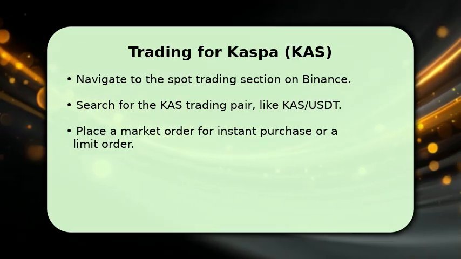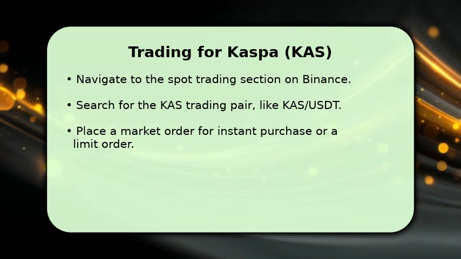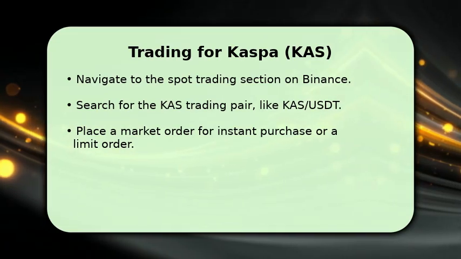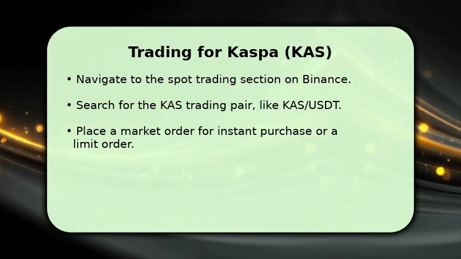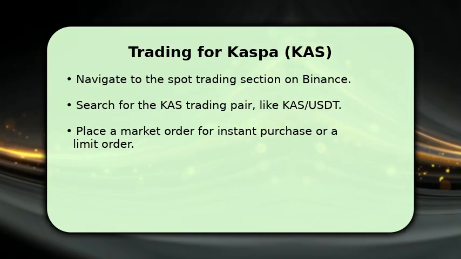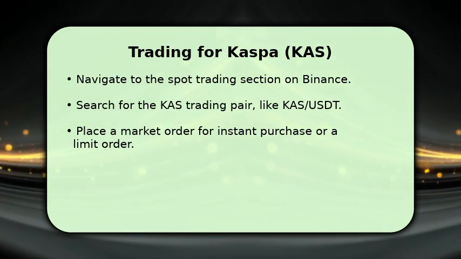Head over to the spot trading section on the Binance platform. Here, you will search for the Kaspa trading pair, most commonly KAS versus USDT, which is Tether. You can then choose to place a market order for an immediate purchase at the current price, or a limit order to buy Kaspa when it reaches a specific price you set.